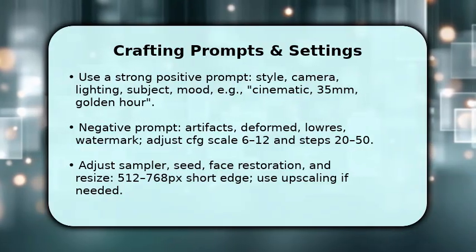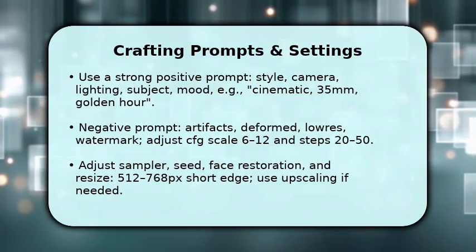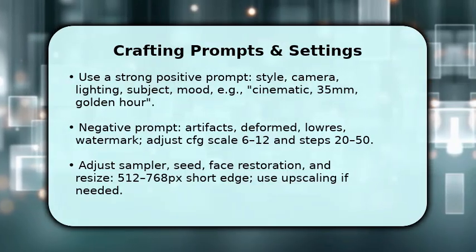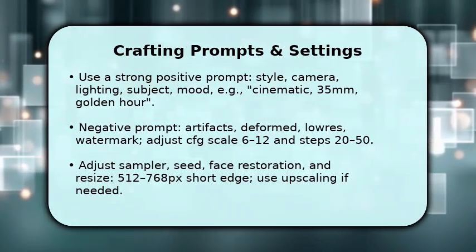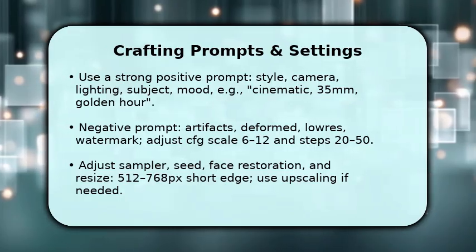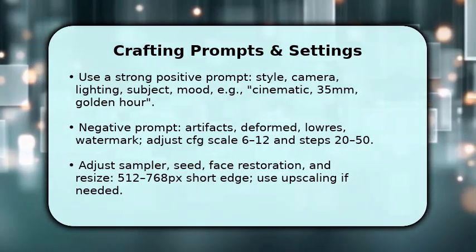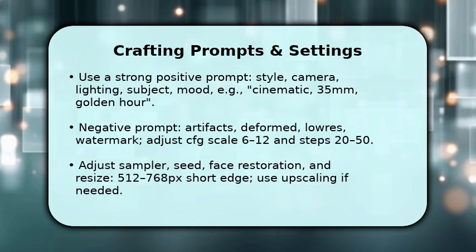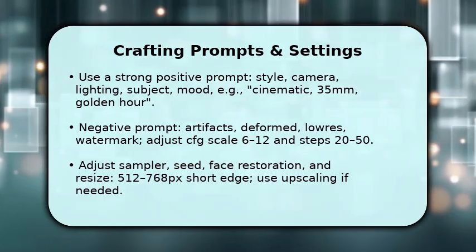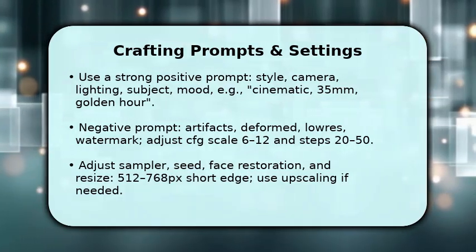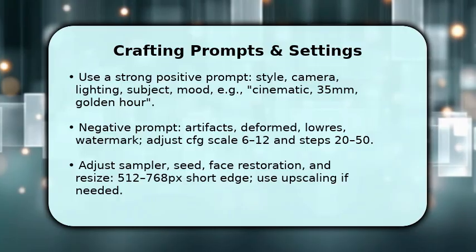Start with a focused positive prompt including camera lens, lighting, and descriptive adjectives, then add a short negative prompt to remove common artifacts. Once you have that, set CFG scale between 6 and 12 and steps from 20 to 50 depending on detail needs. Make sure to pick a stable sampler and lock or randomize seed for variation.